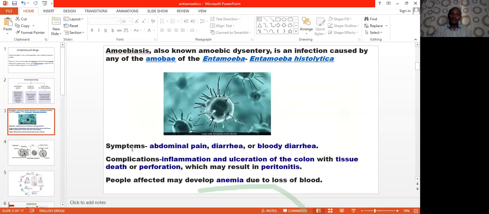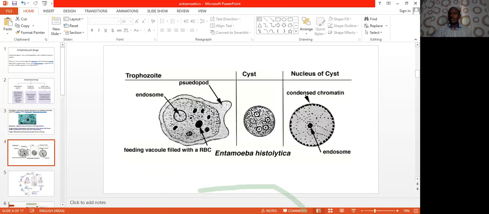In the complications, Entamoeba histolytica can cause inflammation, ulceration of the colon, tissue death, and, as we already told you, formation of abscess. Here the trophozoite can only migrate from one organ to another organ, and it cannot cause the infection. That means it cannot cause cell death or ulceration.